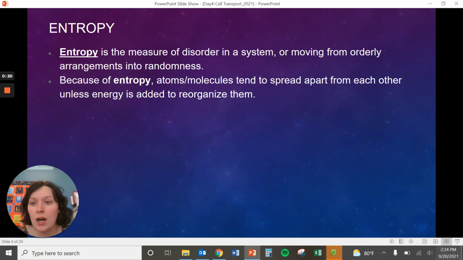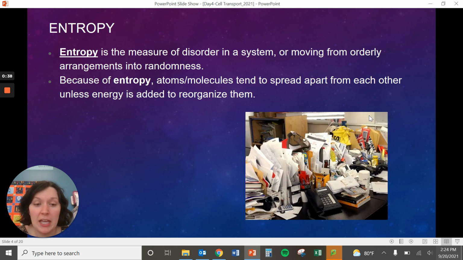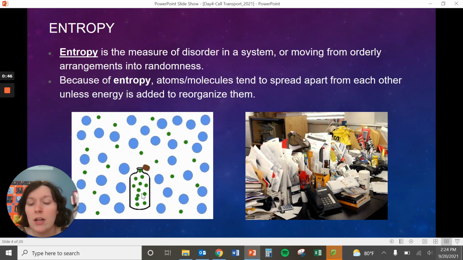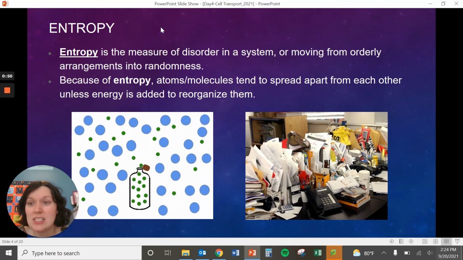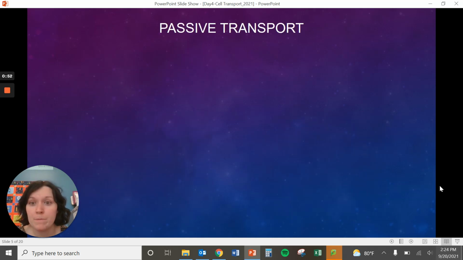Because those atoms are going to spread apart unless energy is added to the system. You can think about a desk even. If you don't put energy into organizing your desk, it's just going to be chaotic and disordered. Same here. It naturally spreads out because of that disorder. This is our idea of entropy.